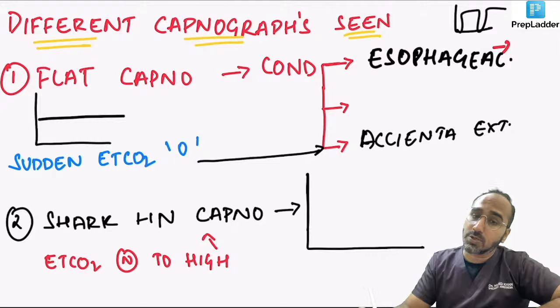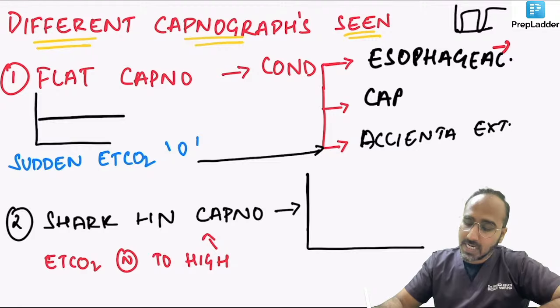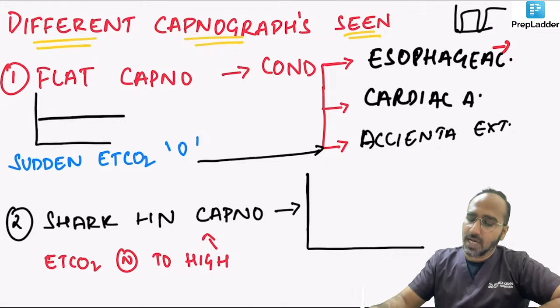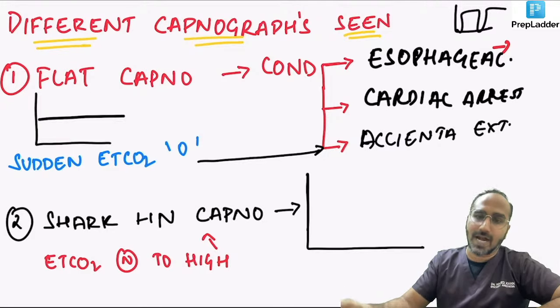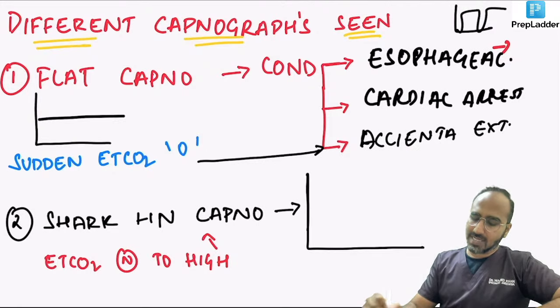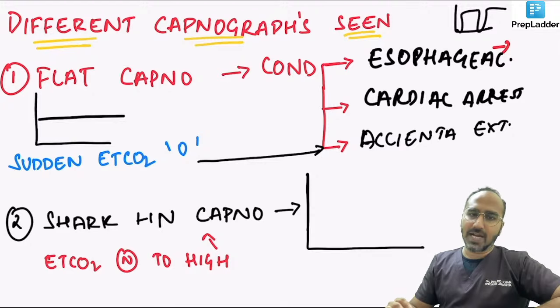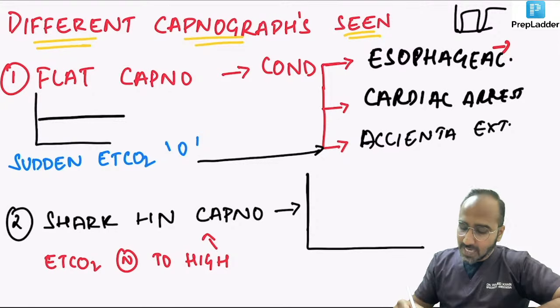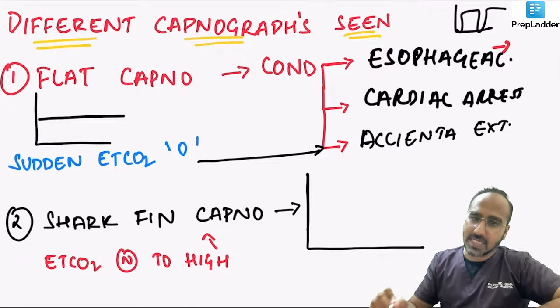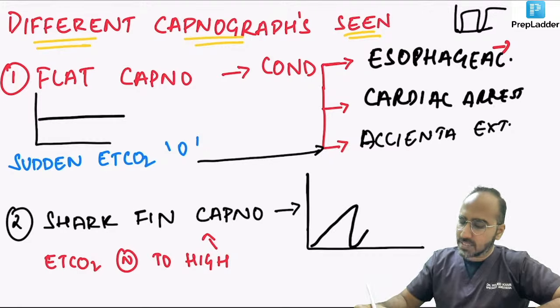Apart from that, EtCO2 is also flat if at all you have intubated the patient, but the patient had developed cardiac arrest. In case of cardiac arrest also, you will see a flat EtCO2. Or in case of accidental extubation, you will see a flat EtCO2. Okay, sudden EtCO2 0 means accidental extubation. Okay, shark fin capnography, other form of EtCO2. Just look over here, guys. EtCO2 appearing like this.